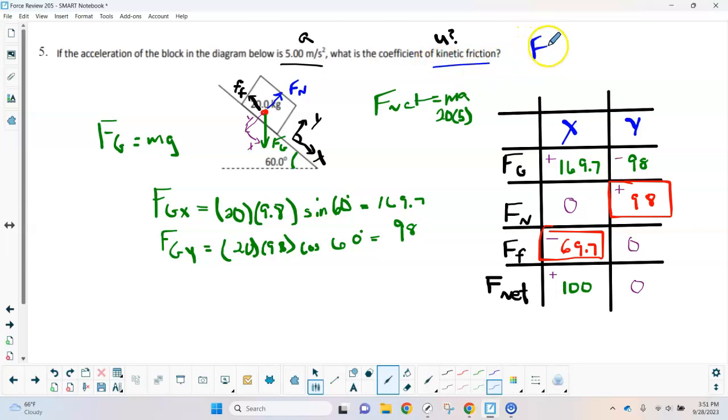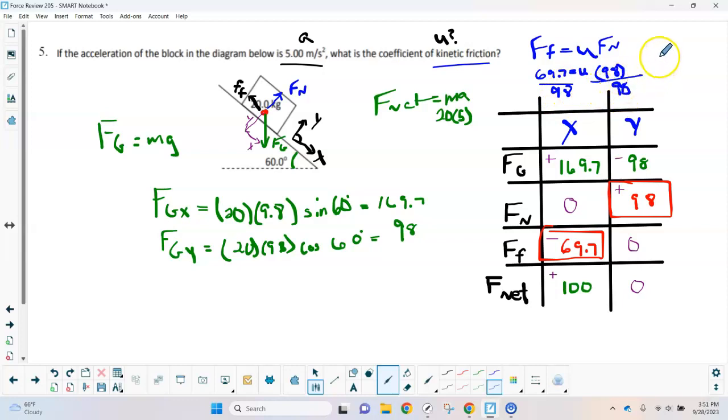So the coefficient of friction is in the friction equation, so F_f equals μF_N. So it's going to be 69.7. You don't have to worry about the negative when you're looking for a coefficient because there's no direction; negative is based on this scenario. And then 98 for the normal force. So you divide through by 98 on both sides.